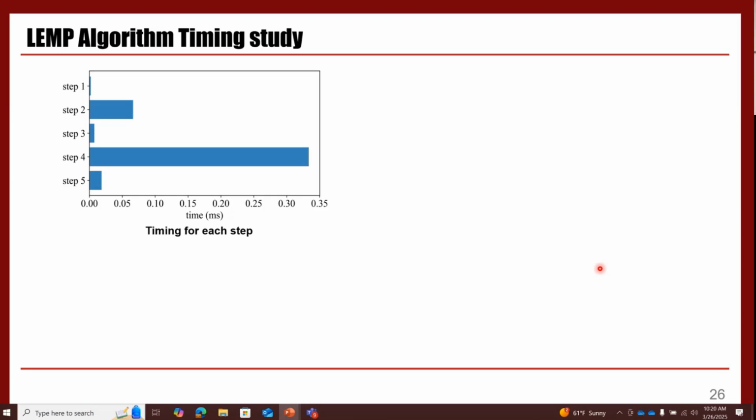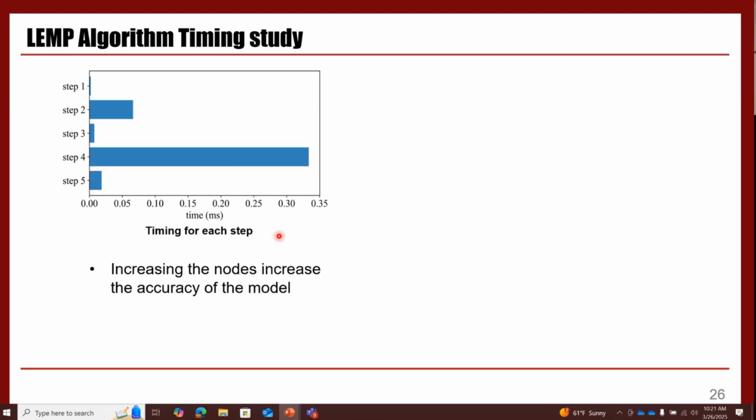So the next thing we did was a timing study for the LEM approach that we just reformulated. We timed each of the steps separately, and step 4 is the one with the highest timing, about 0.33 milliseconds, I believe, which falls under the latency that we're looking at, 1 millisecond.